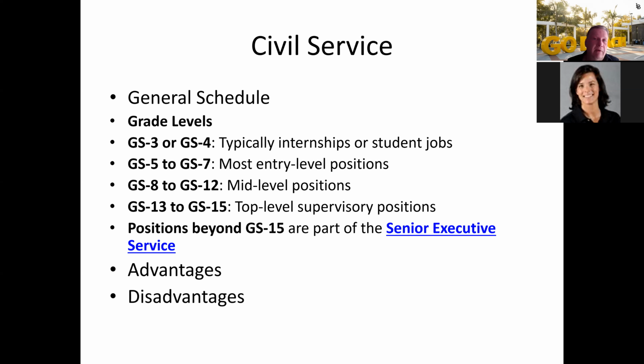The disadvantages, obviously, of the career civil service is we don't have the same ability as our private sector counterparts to give extrinsic rewards to our employees. It's tougher for us to do pay for performance because we are really constrained by these position classification levels in the general schedule.